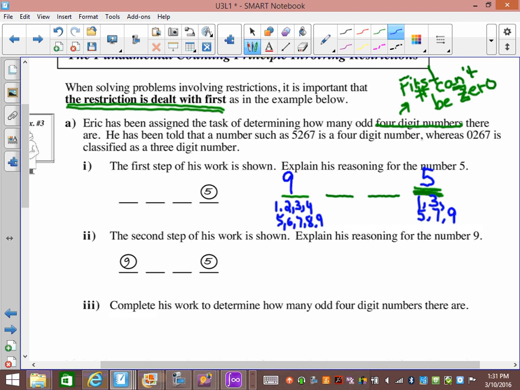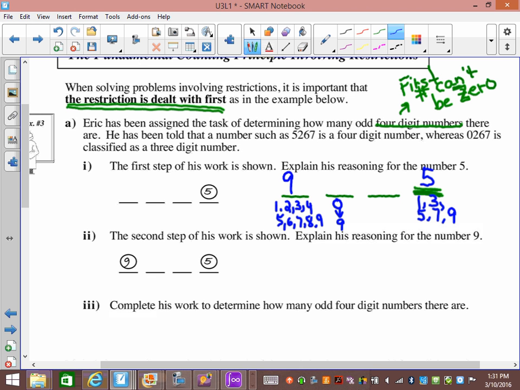Are there any restrictions on the middle blanks? No. So then we can have the numbers 0 to 9 in these middle blanks. 0 to 9 are the only options I have when I have no restrictions, because I can't go less than 0. And I can't go above 9 because then it's a 2-digit number, and it would take up 2 blanks, right? So it fills with digit numbers.